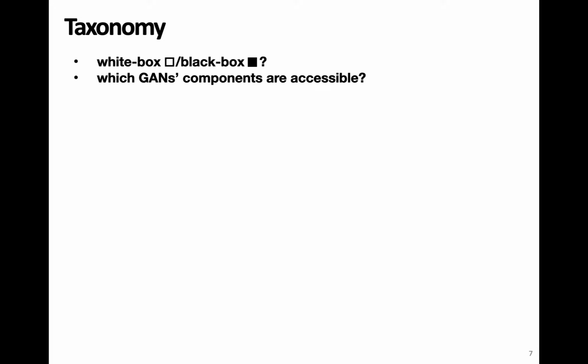Let me first introduce the taxonomy. In short, the taxonomy is proposed based on the type of information accessible to the attacker. In particular, we first distinguish the white box and black box cases, based on whether the attacker can access the model internals or not. And we further categorize the attack scenario based on which GAN components are accessible.